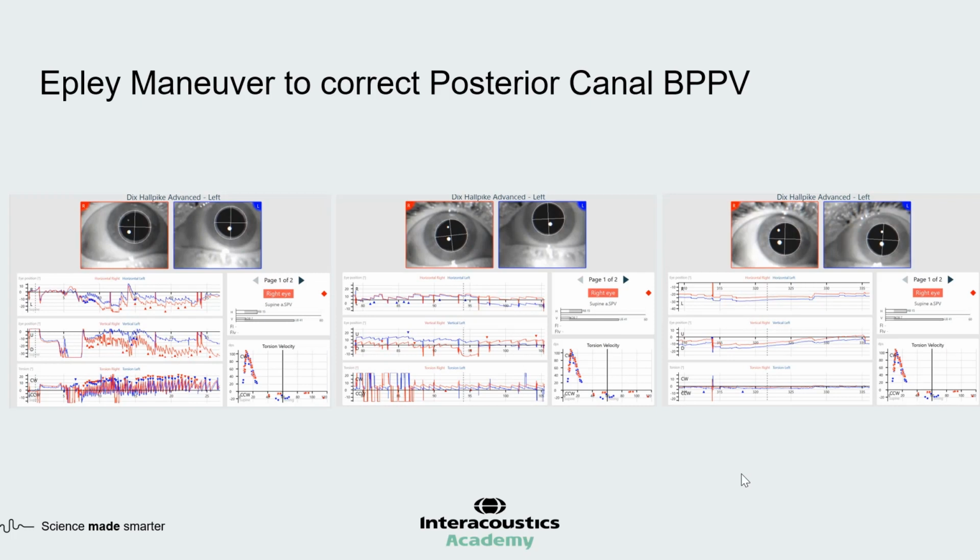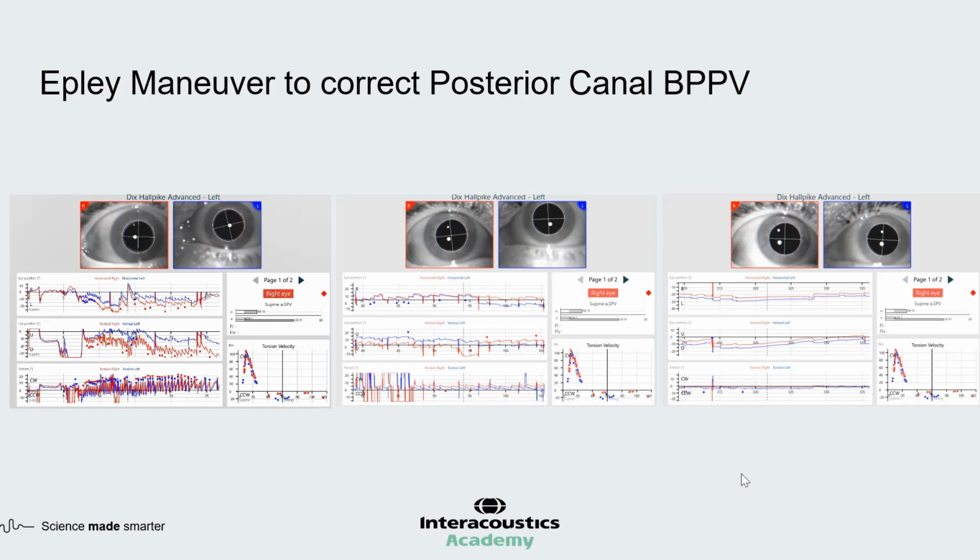So here you see 3 different pictures, right? These are videos, and so I'll play them for you one at a time. So we can see in the first video, this is her response with her head turned left for the Dix-Hallpike. So this is the left Dix-Hallpike, and you can see that the nystagmus is really big, right?